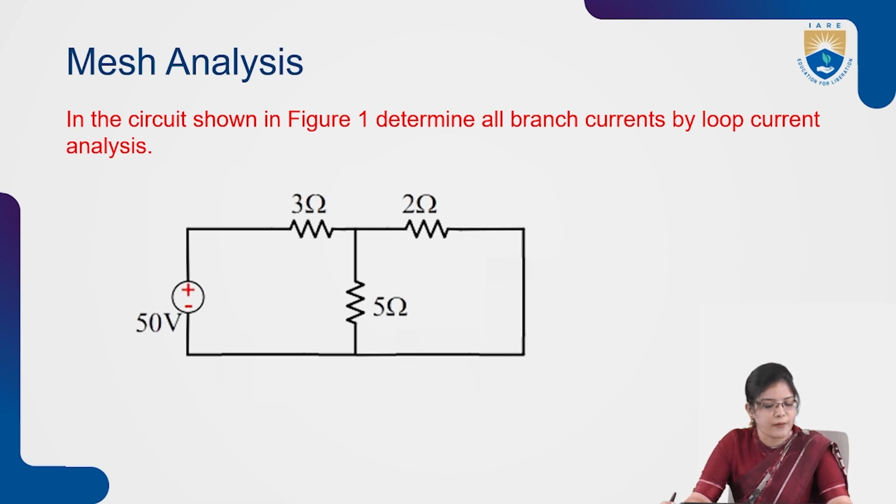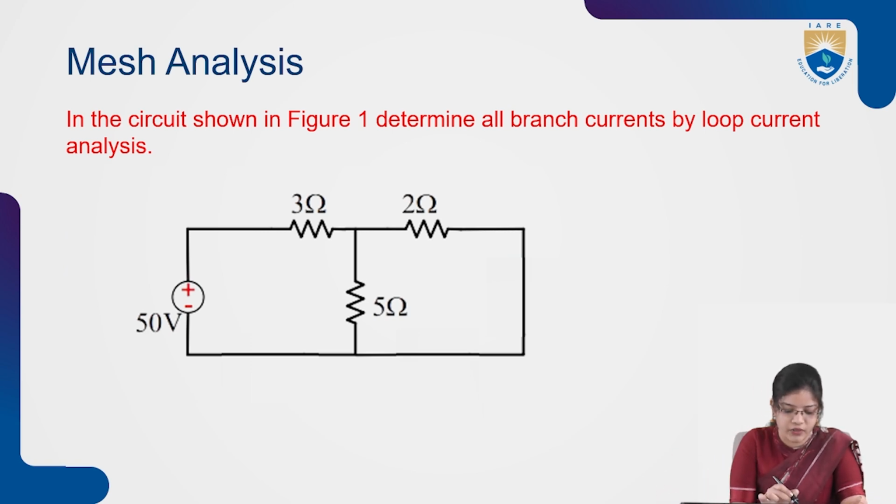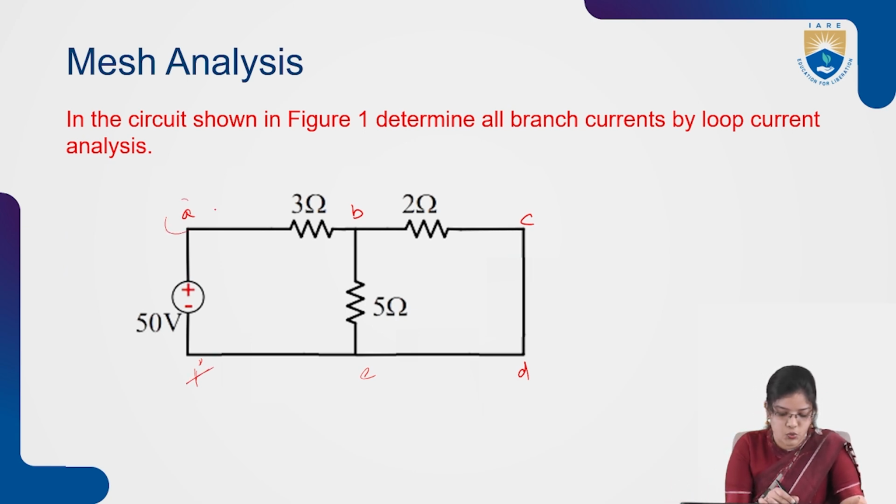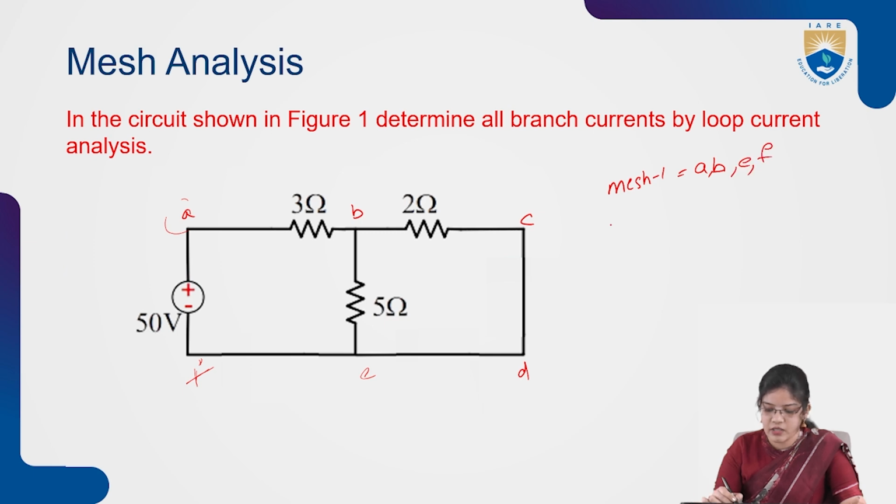So here is the first example. In the circuit shown in the figure, determine all branch currents by loop current analysis, which can also be taken as mesh analysis. If we denote the points in the circuit as A, B, C, D, E and F, how many meshes are there? Mesh 1 is A, B, E and F. Mesh 2 is B, C, D and E.